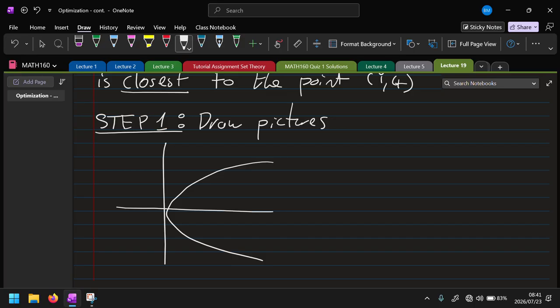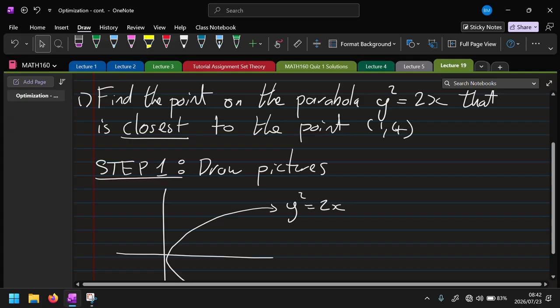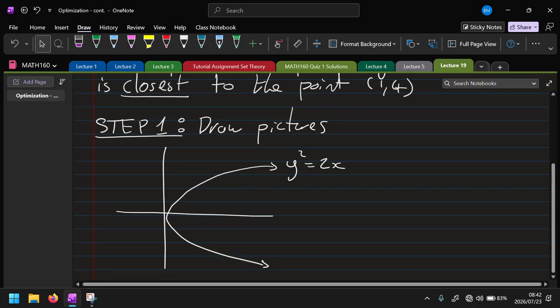Because we swapped x and y, in the picture we have to swap x and y as well. Again, just a very rough picture so that we can see what to do. So this is going to be y squared equals 2x. And we got another bit of information. This point here, 1/4.